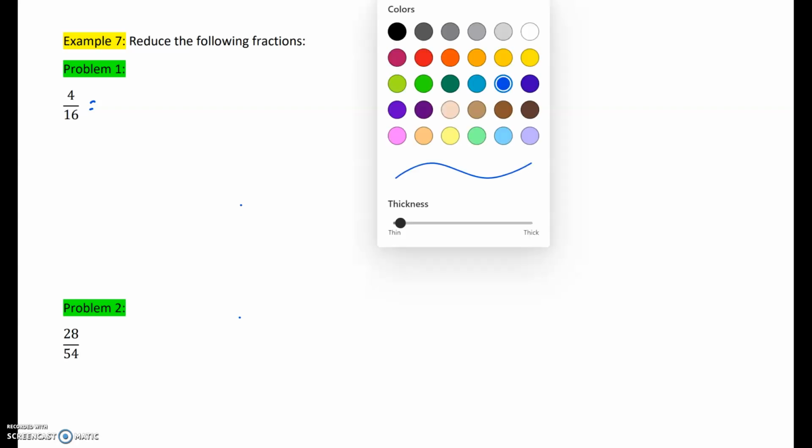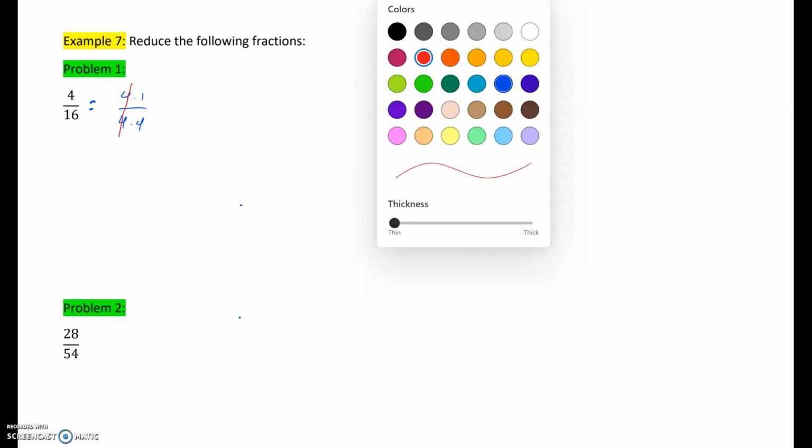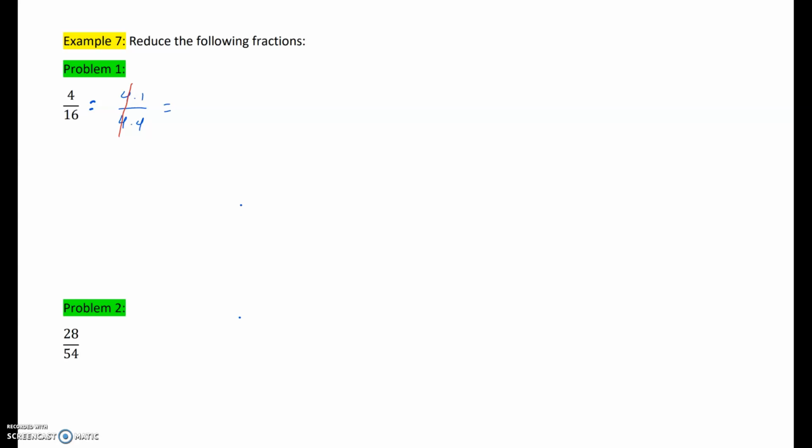For example, if you look at the first fraction, 4 divided by 16, we can either use the prime factorization or common factors. I'm just going to express this fraction as 4 times 1, which is technically 4, and then 4 times 4, which is equal to 16. To simplify the fraction, you cancel common factors. So the main answer on this particular one is going to be 1/4.